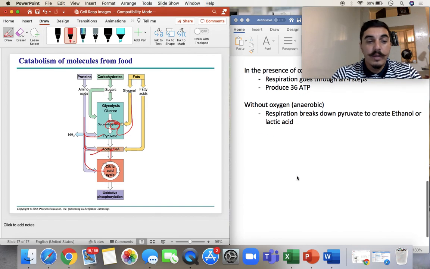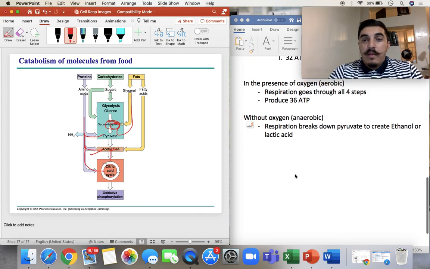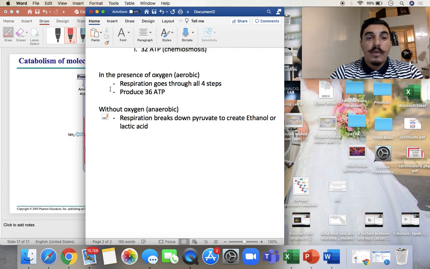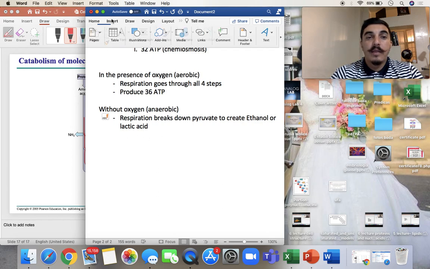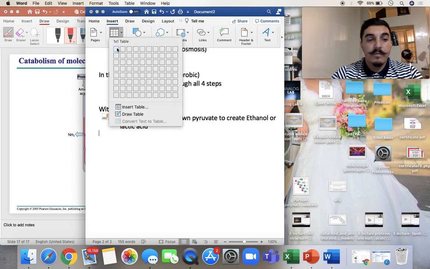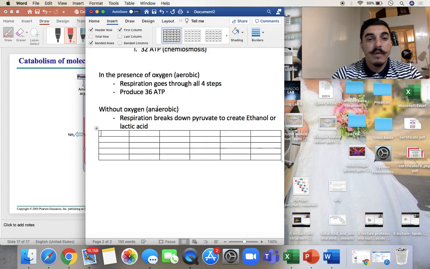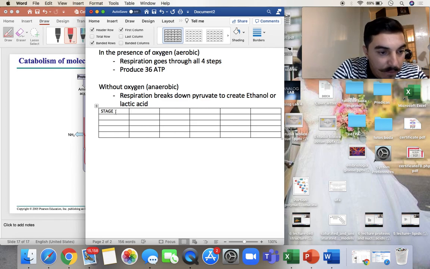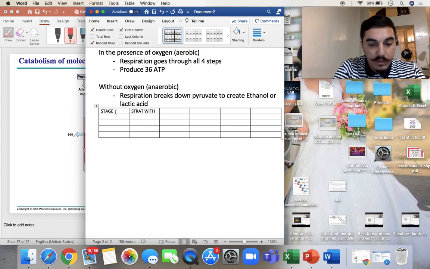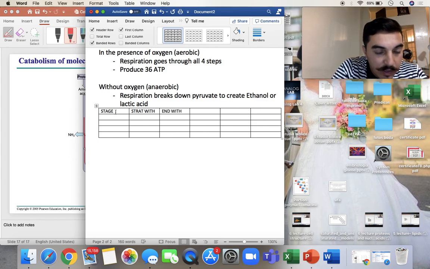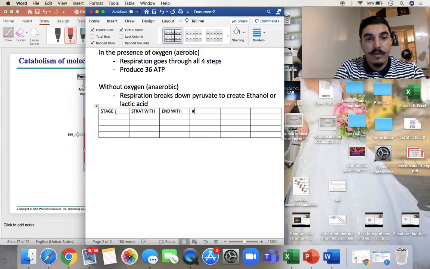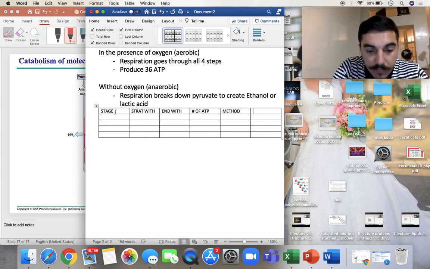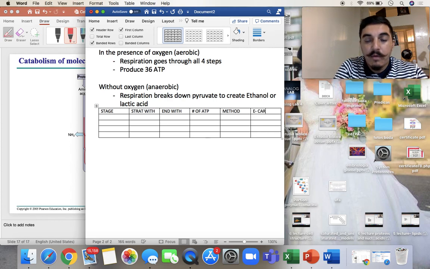So real quickly to finish up. Last thing, let me make a chart real quick. Let me add a table. I feel like this is going to help you a lot when you go over this. We're going to do it 6 by 5. In our table, we're going to have the stage, what we start with, what we end with, the number of ATPs, the method of ATP, and I'm going to put electron carriers.